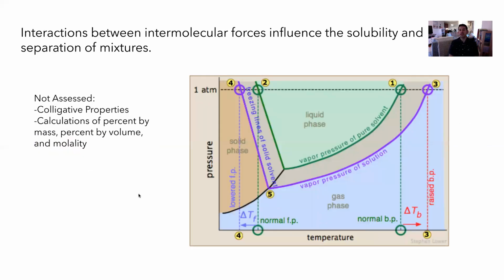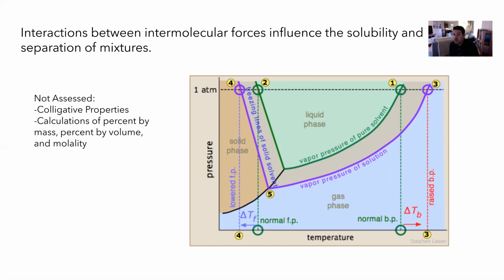All right. Now, the College Board goes out of their way to say that colligative properties are not assessed. All right. But I do believe there's a little bit of an asterisk with that. I think what they're saying is you won't have to do a freezing point depression or a boiling point elevation calculation. All right. They say that calculations of percent by mass, percent by volume, and molality are not necessary. Now, for that freezing point depression and for that boiling point elevation, those two calculations require molality. You might remember those equations are pretty straightforward, though.